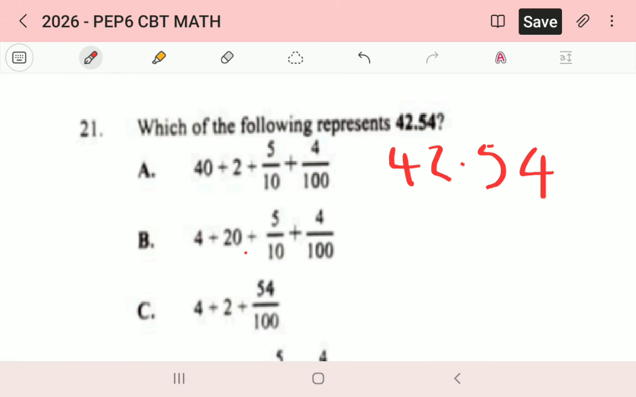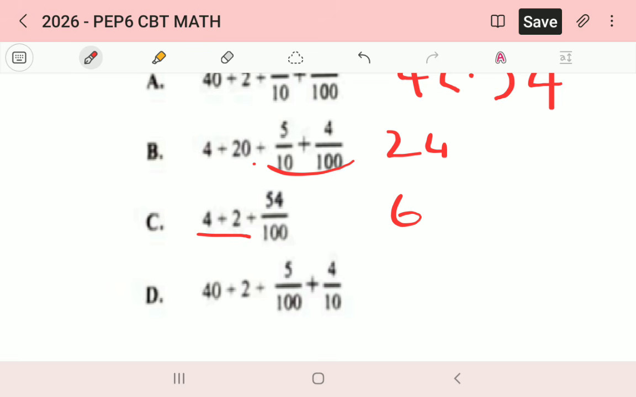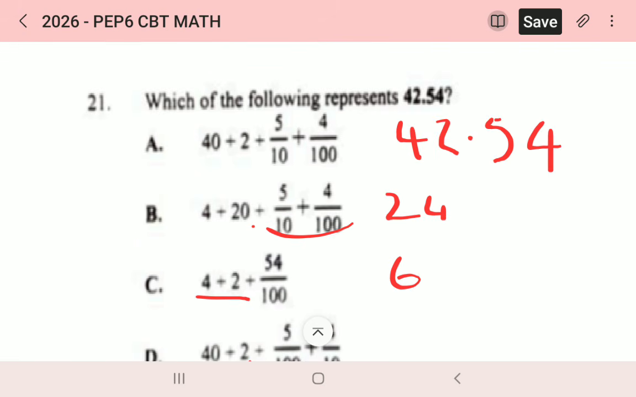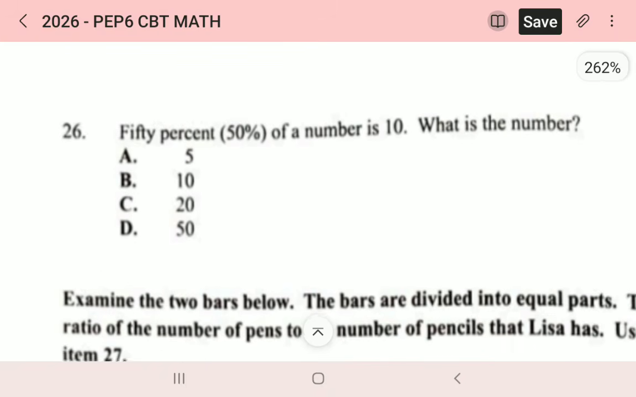44 plus 20 is 24. So we know this can't be right. We don't need to work that. 4 plus 2 is 6. Can't work that either. Even though this last part here is right, the 54 hundredths. 40 plus 2 is right, but this should be 100. All right. The 10 would have to be here and the 100 over here. So the answer is A. Moving on to 22. Tell me how I'm doing, guys. Do you like this maths teacher?